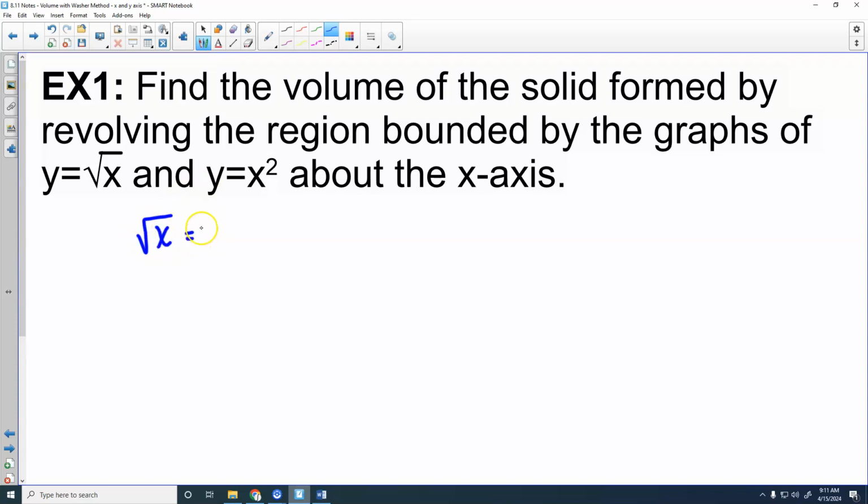Square root of x equals x squared. And then you will square both sides because you can't do anything with that square root. So you'll get x equals x to the 4th. What would you do now? Subtract the x, so 0 equals x to the 4th minus x. Then factor out an x.